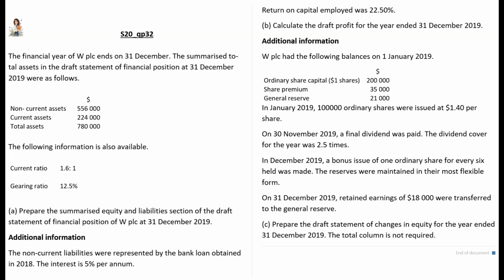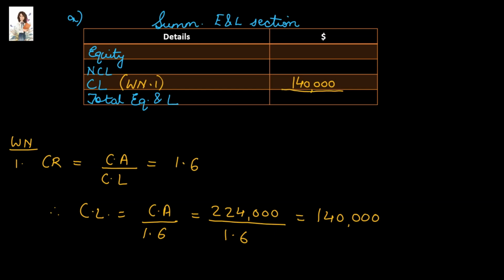We have also been given the figure for total assets. It is $780,000. And we know that in the statement of financial position, total assets is equal to total equity and liabilities. So the total equity and liabilities in our answer will also be $780,000. So we'll write that in our main answer. $780,000 is our total equity and liabilities.